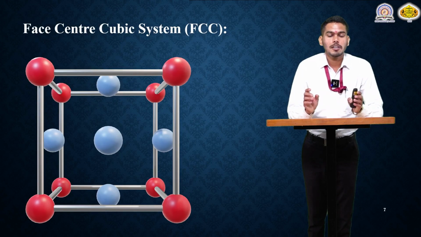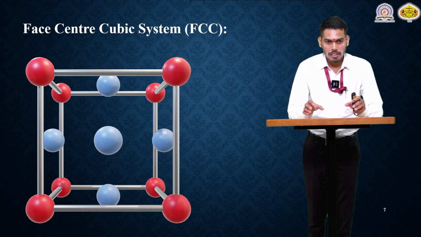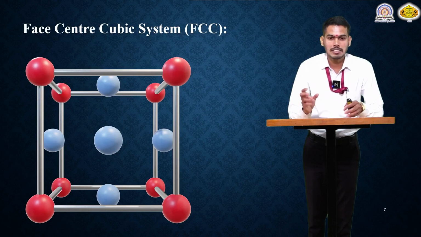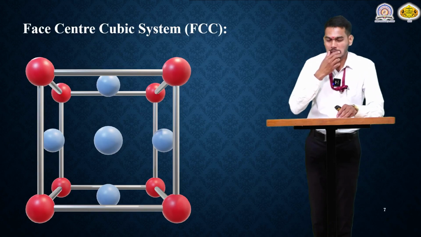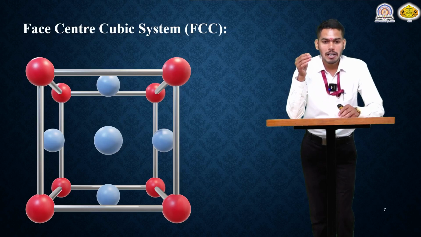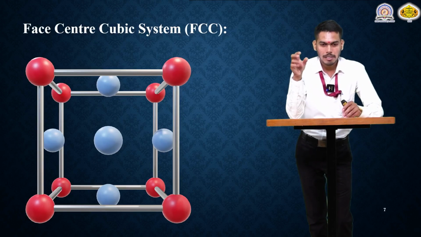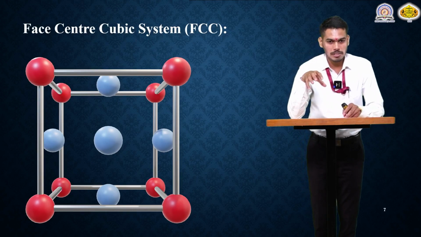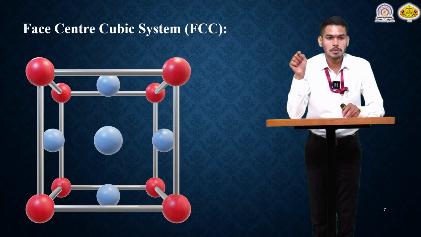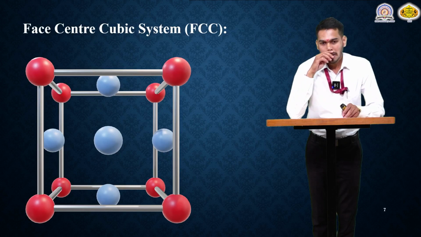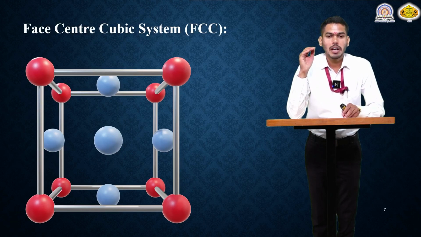By calculation, there are 8 atoms at the corners, and 1/8 part of each red ball present at the corner is inside that cubic system. So 1/8 times 8 is equal to 1. Then we have 6 faces. At each face there is a half atom inside that cubic system.